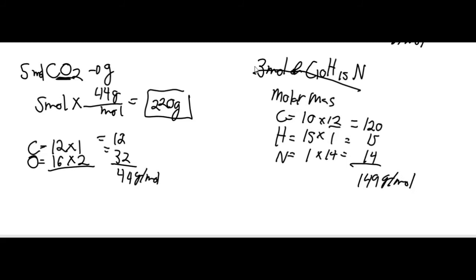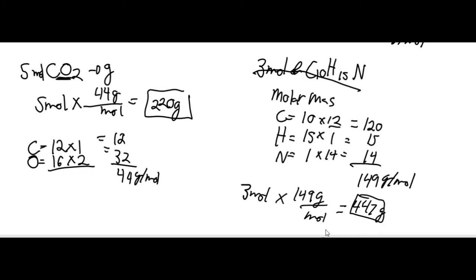Now, we have 3 moles of this formula. So 3 moles times 149 grams over mole. That would give us 149 times 3, that's 447 grams. That's our final answer.